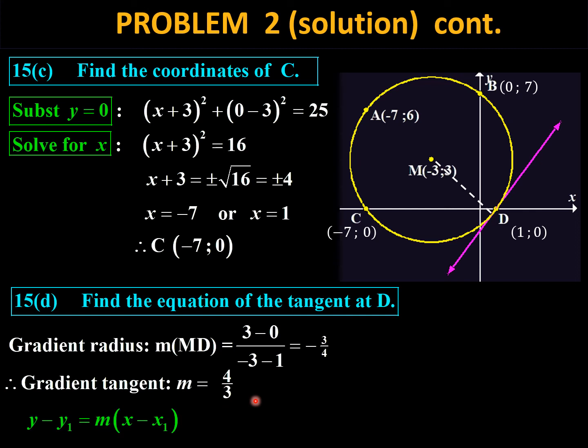Then use the equation, so it's just a matter of substituting 4/3, but now which point? It's the tangent at D, so I must substitute D's coordinate, no other point but D. And if I substitute that, I get the equation there, 4/3x plus 4/3.